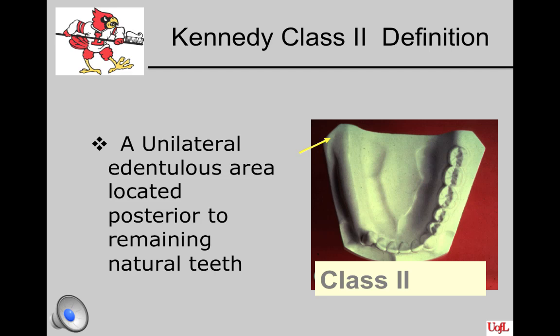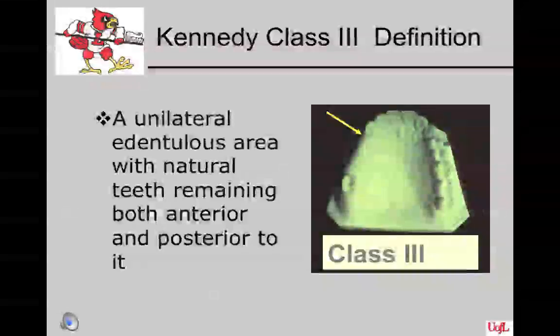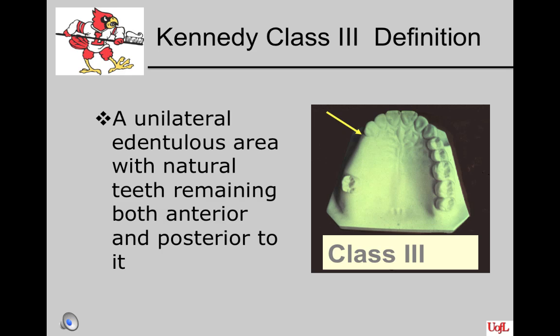But what he really did was he gave the most popular situation found in partial dentures, which is the bilaterally edentulous area posterior to the remaining natural teeth, he gave that the classification of the number 1 because it was the most often found. The definition of a Kennedy Class 3 is a unilateral edentulous area with natural teeth remaining both anterior and posterior to it.